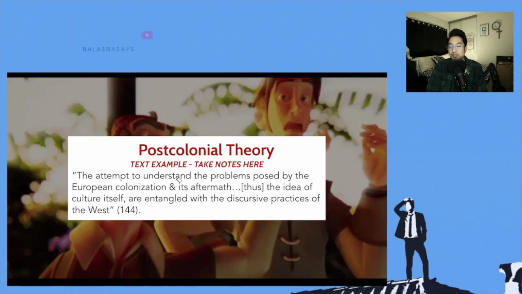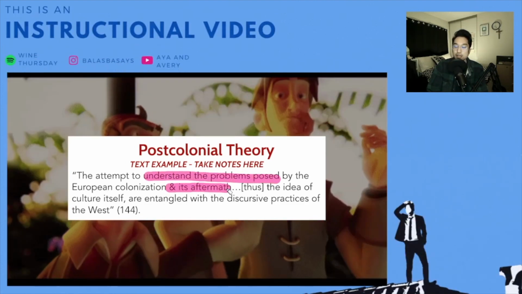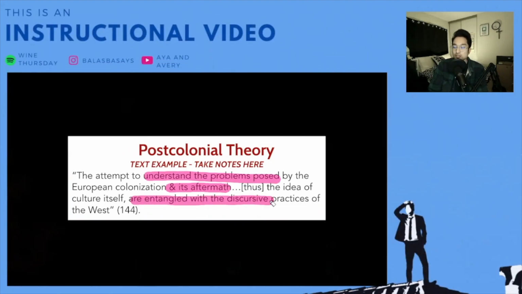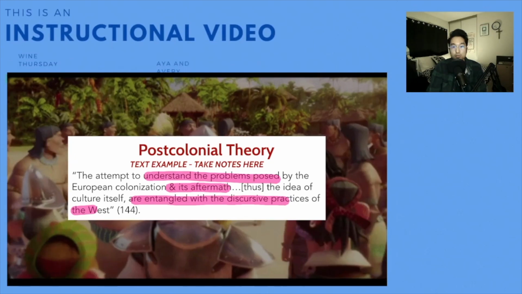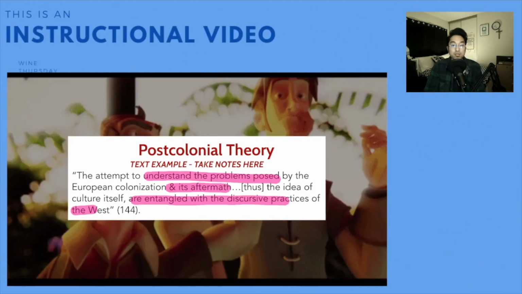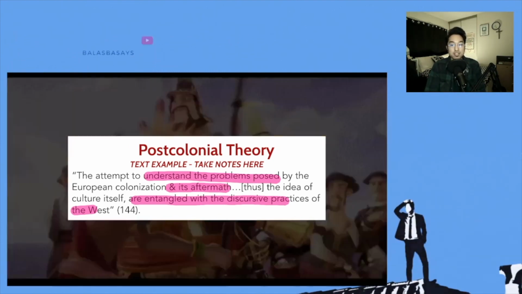Post-colonial theory attempts to understand the problem posed by European colonization and its aftermath. Thus, the idea of culture itself is entangled with discursive practices of the West. You can consider this lens to be an aspect of the historical lens that we just looked over, as it's looking at specific events and works influenced or inspired by colonization and its byproducts.